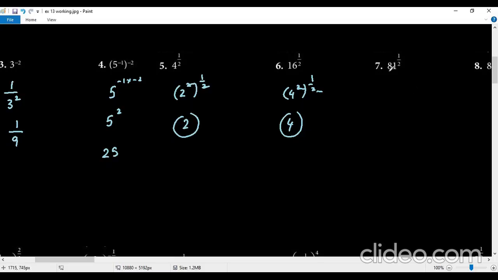Next question, 81. As you know very well, this 2 is telling you that you must write a number which is squared to get 81. So 9 is the number, square, power 1 over 2. These 2 and these 2 get cancelled, and 9 is going to be your final answer.